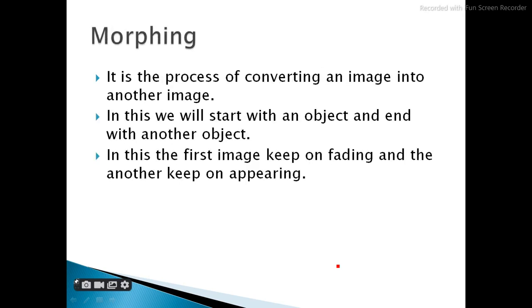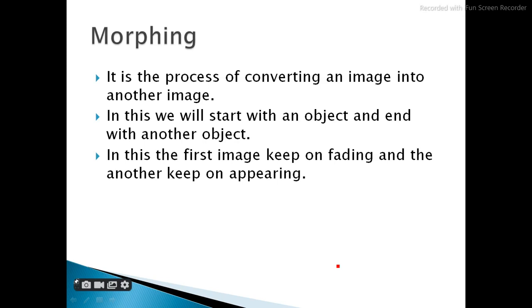Morphing. There is a concept called morphing. What is morphing? It is the process of converting one image into another image. That is all animation. When you see an object being converted into another image, we start with an object and end with another object. In this, the first image keeps on fading and the other image keeps on appearing. One image fades and at the same time you see another image appearing. Means one image is converting into another image.